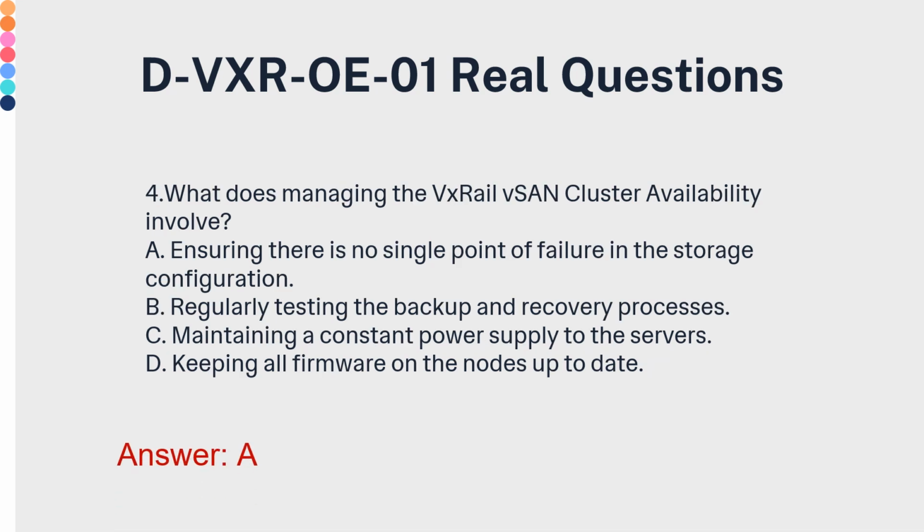What does managing the VxRail vSAN cluster availability involve? A. Ensuring there is no single point of failure in the storage configuration. B. Regularly testing the backup and recovery processes. C. Maintaining a constant power supply to the servers. D. Keeping all firmware on the nodes up to date. The correct answer is A.